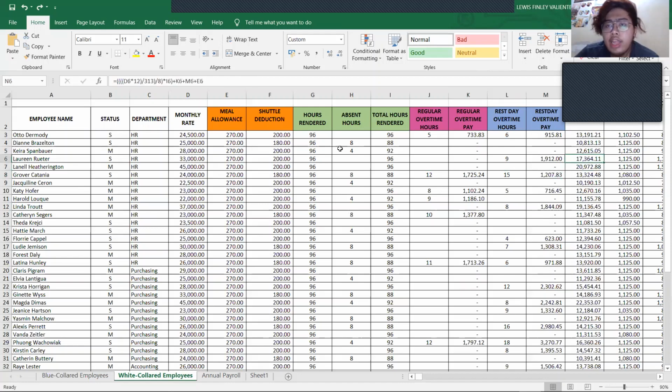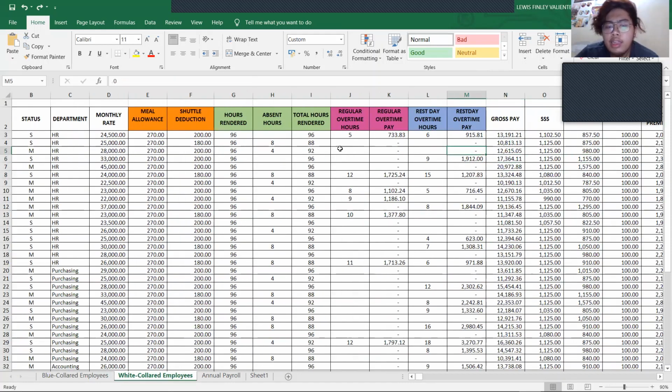And for the rest day overtime pay, we can get this by again multiplying the monthly rate by 12, divided by 313 and divided by 8. And multiply it by the rest day overtime hours. And then multiply it by the overtime pay rate, which is 1.3 or 130%.